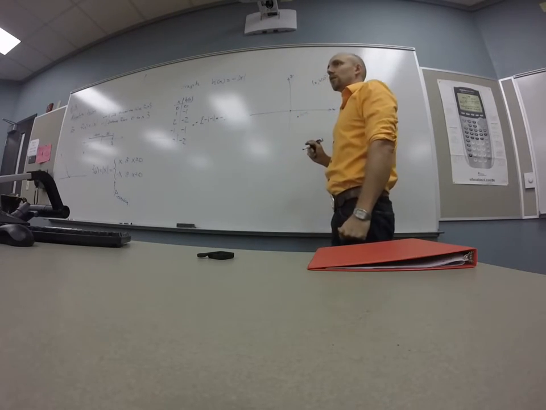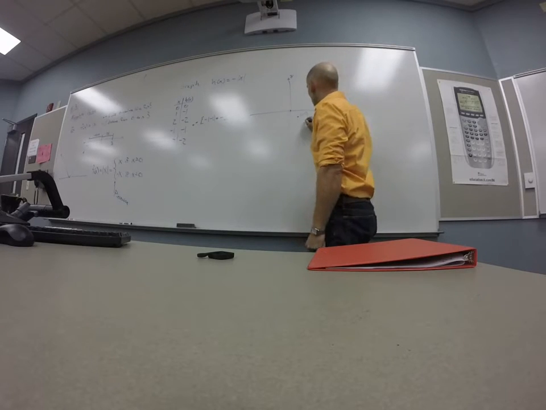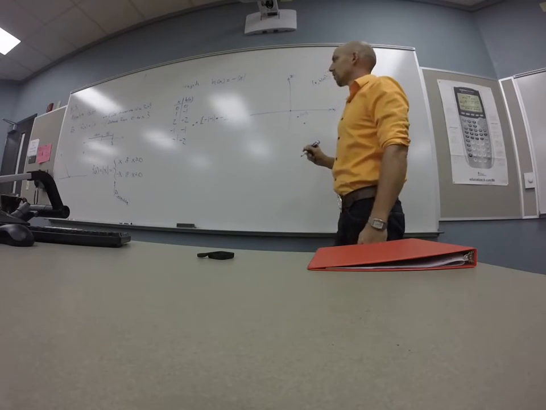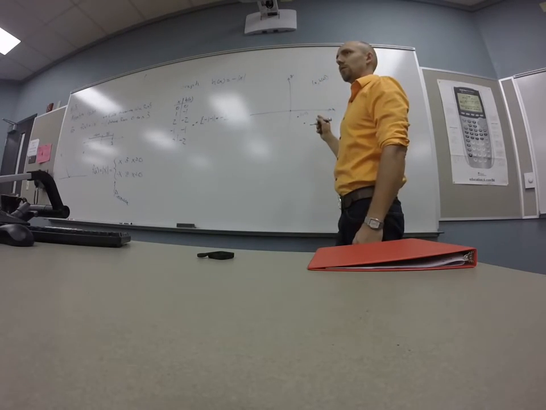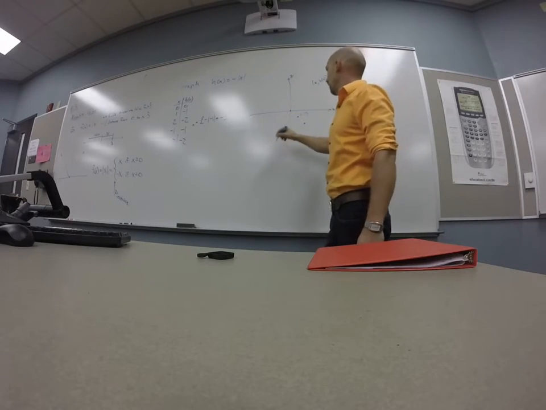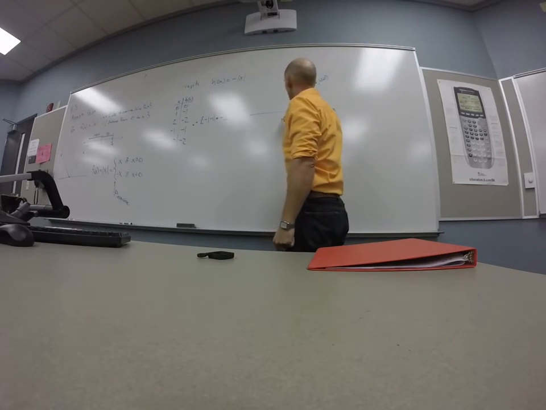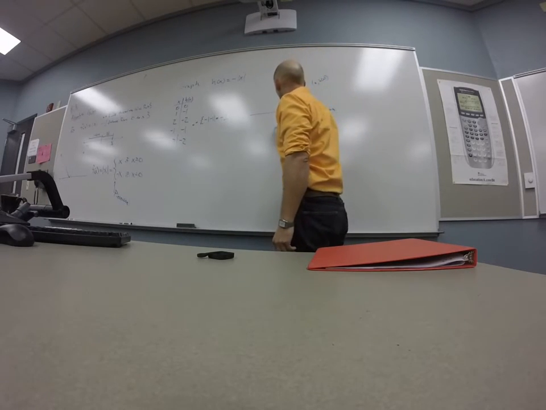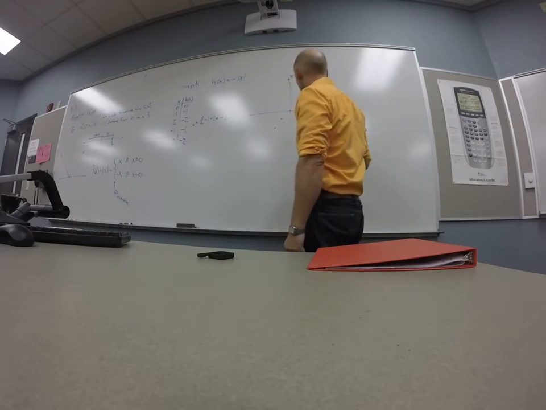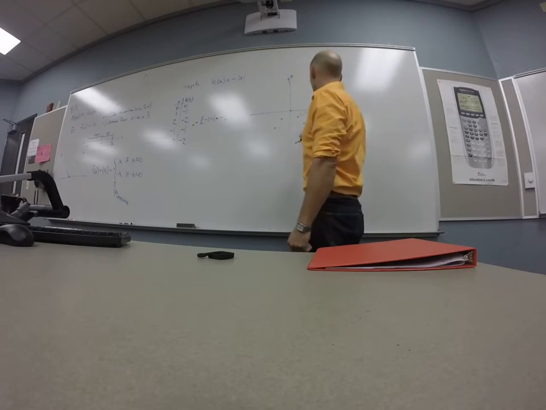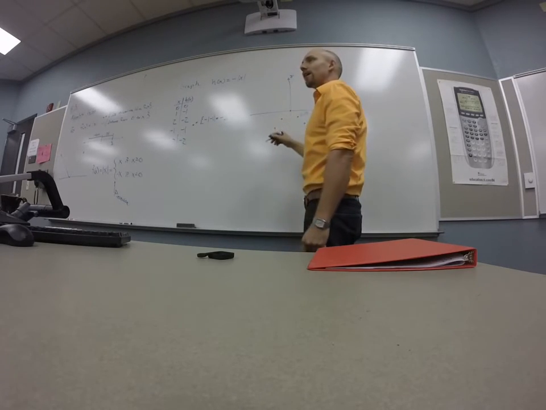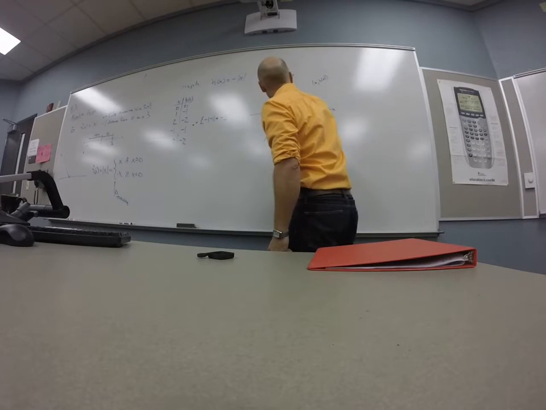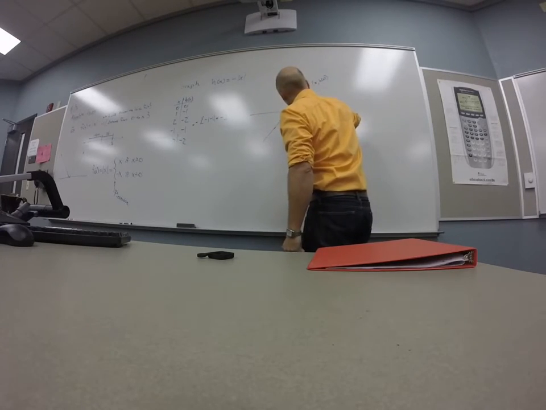Okay. Over 2, down 2. Left 1, down 1. And left 2, down 2. So what does this look like? Other than sloppy graphing, right? This should look like a V pointed upside down.